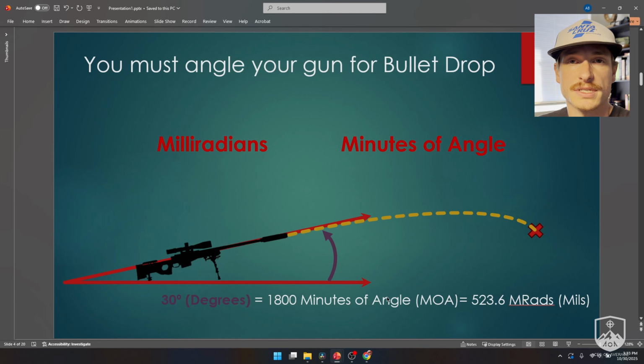So at any specific range, you're going to be able to say, hey, at 100 yards or at 200 yards or at 300 yards, I need to hold 1.7 mils, or maybe it's 3 minutes of angle, or MOA. So how do you know that information? How do you know how many minutes of angle or how many mils you need to hold over?